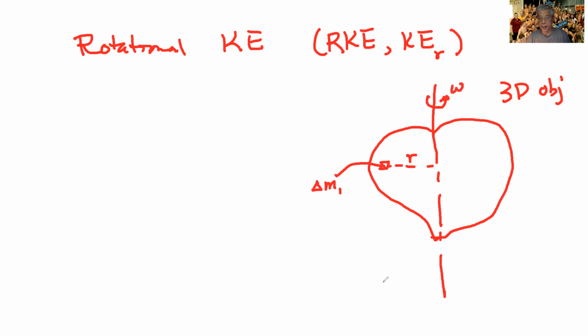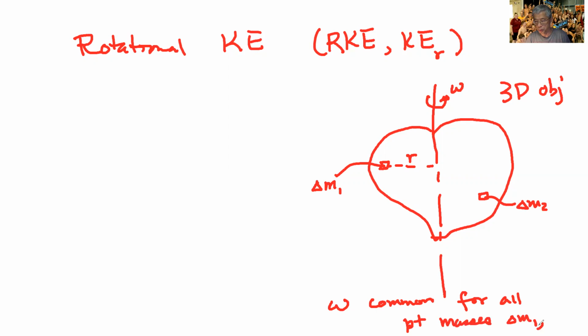So remember the omega is common, right? Omega is common, so it's the same for all the point particles, right? So let's say another point here, which is delta M2, right? So common for all point masses. Delta M1, delta M2, and so on, right? Okay, and this one here will be R2, and that's R1, okay?